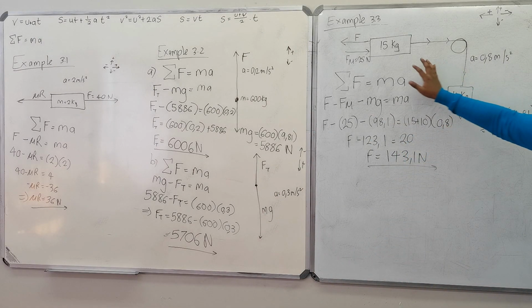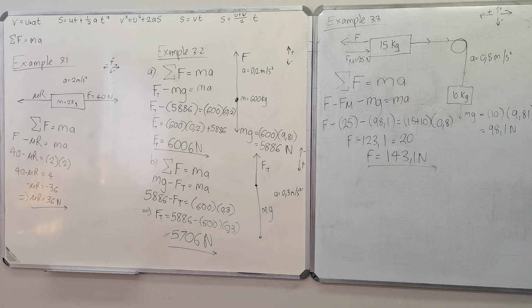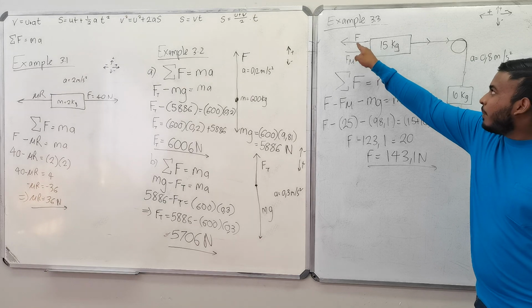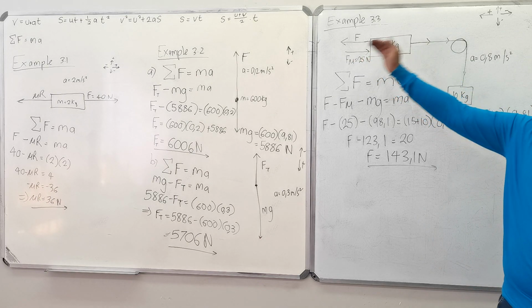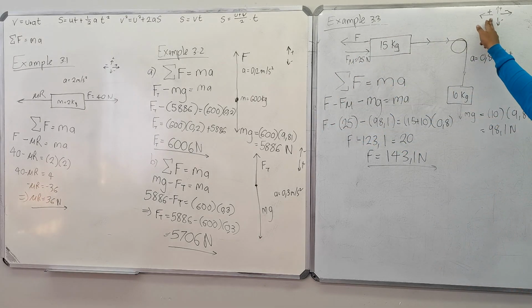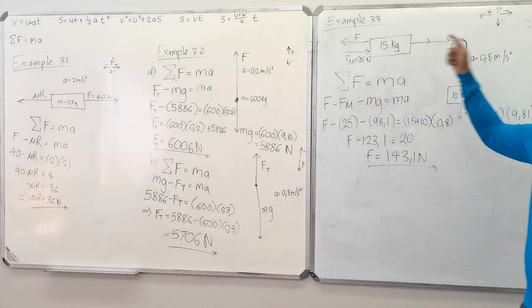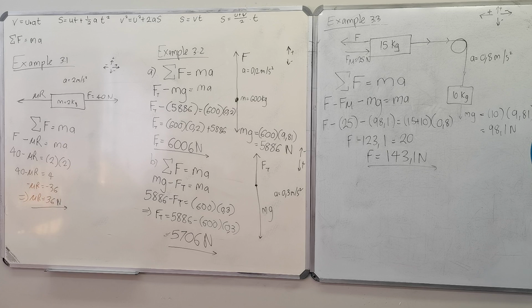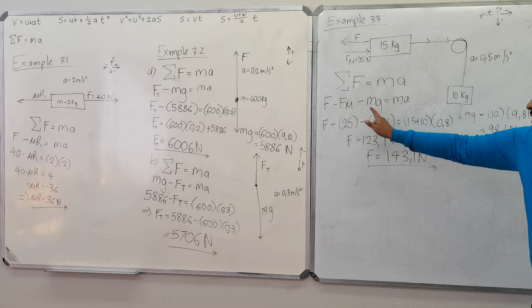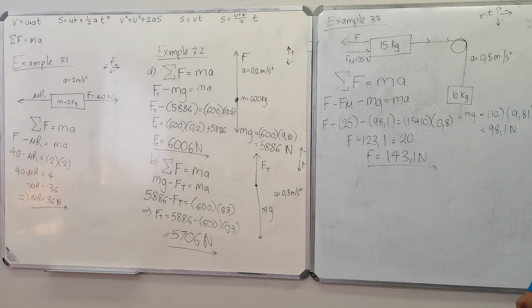From this diagram, how many forces act on it? Three: your applied force, frictional force, and gravitational force. Your applied force is moving in the positive direction, because we chose that, so it's a positive F. Your frictional force is moving in the negative direction, so that's why we got minus. And gravity is also acting downwards, which is a negative force, which is minus. Good.